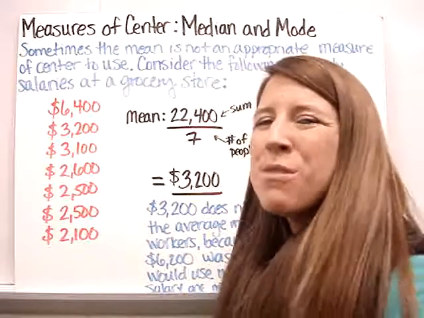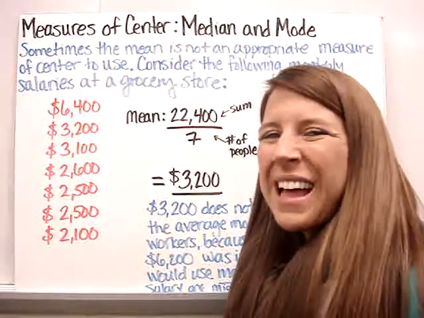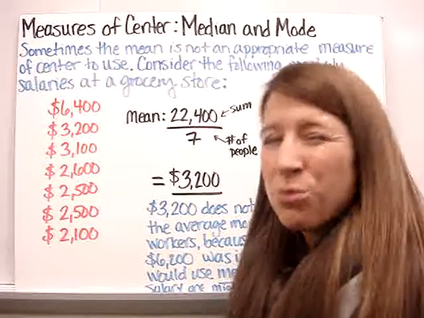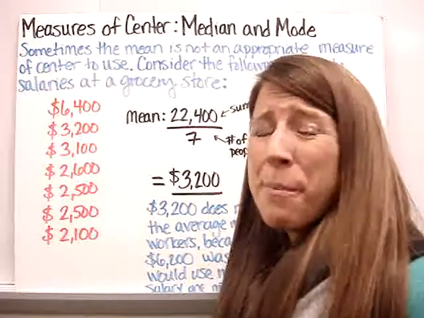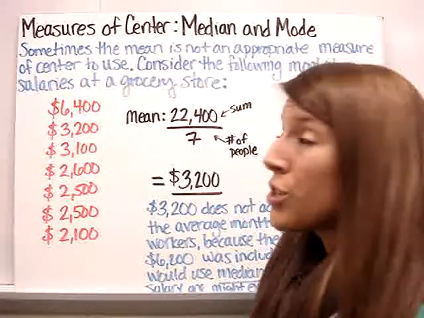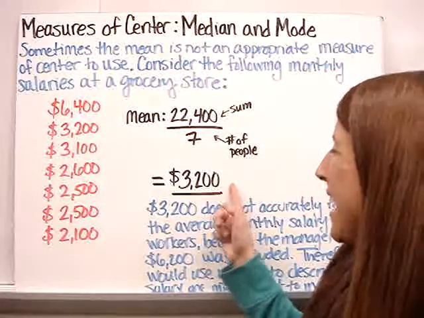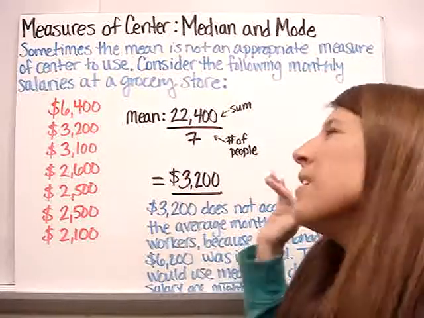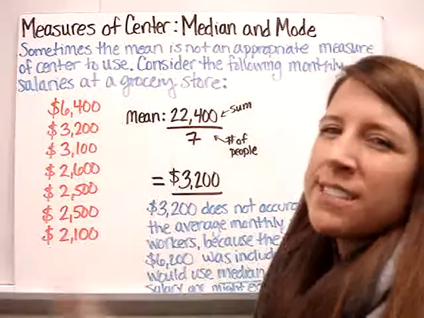It's supposed to describe the middle value, like what you could expect to be around, maybe a little bit below or maybe a little bit above, but you would expect to get that much. Well, if you look at this mean, this is nowhere near the middle of these salaries.